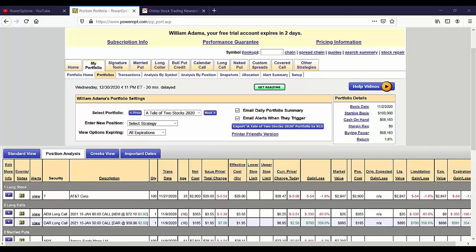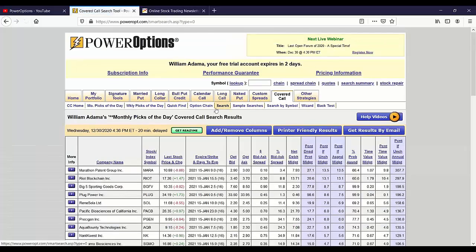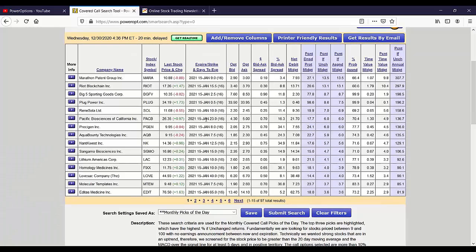So it's not that the tool is showing you the optimal covered call trade. When you're in the search for covered calls, it's showing you the results of what matched your criteria. Whether you want to be in the money, you want to be out of the money, you want to be right at the money to maximize return.